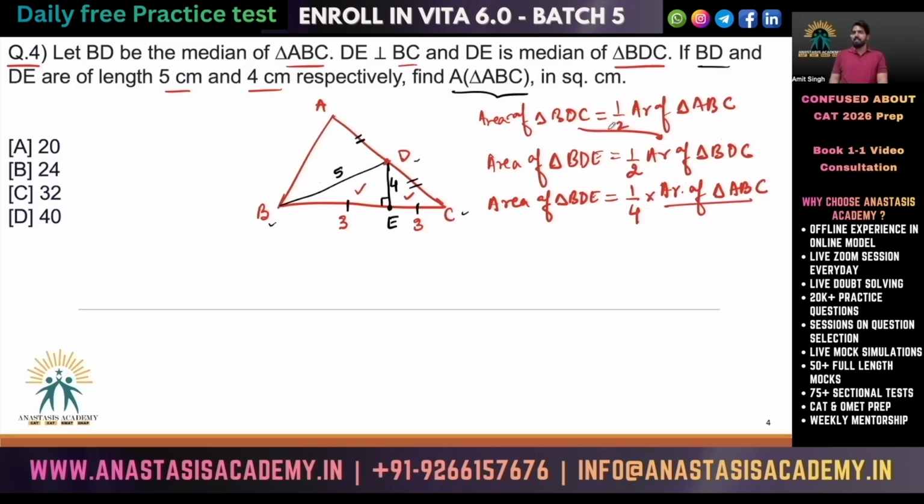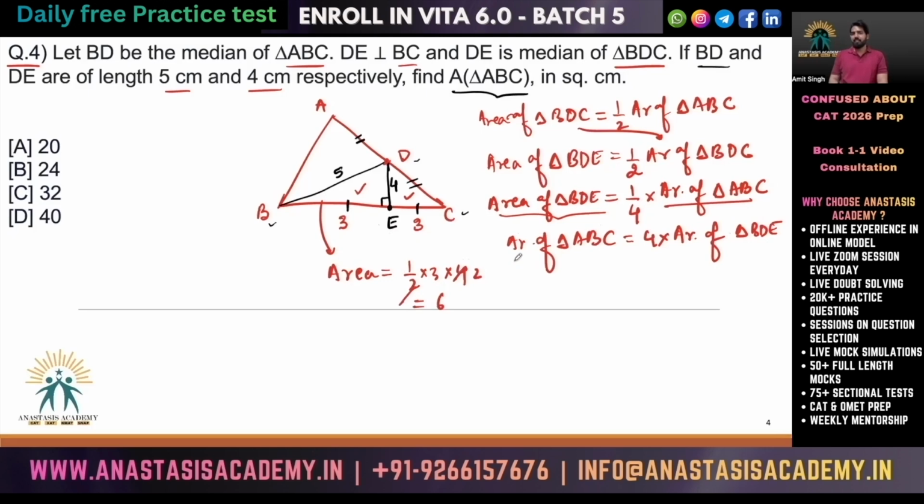So area of triangle ABC, that we need to find out, would be 4 times the area of triangle BDE, correct? Now, what is the area of triangle BDE? Area of this triangle would be half base into height. Base is 3, height is 4. So that would be 6. Correct. So area of triangle ABC would be 4 into 6, and that is 24 centimeters squared. So option B is the correct answer.